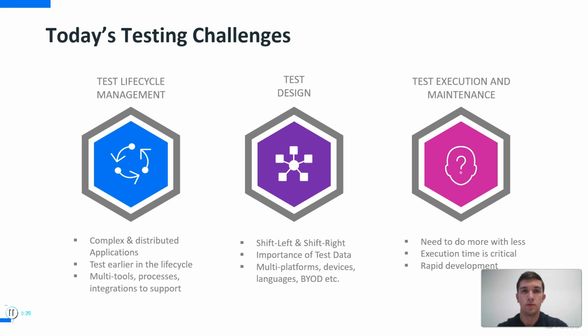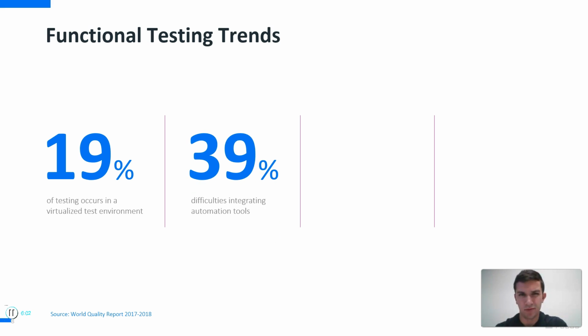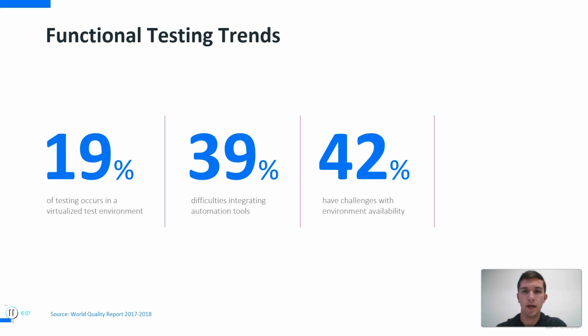And so that requires us to improve our rapid development and then not only move faster, but maintain that quality that we have and meet the deadlines of the business needs. And the trends that come out of this, and this is coming from the World Quality Report from 2017-18, is that we see 19% of tests are occurring in the virtualized test environments. 39% see difficulties in integrating their automation tools, and 42% have challenges with their environment availability.